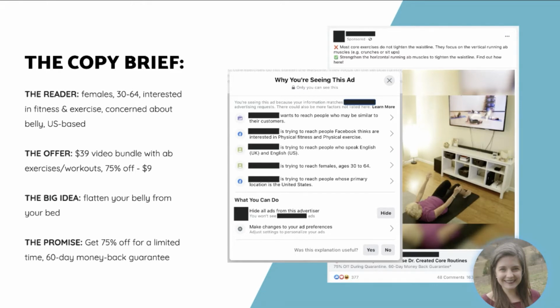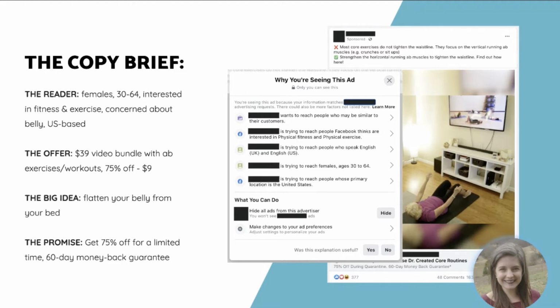After all, this offer is promoting a $39 video bundle of ab exercises and workouts designed to help trim the waistline and get six-pack abs. Now, for this specific ad and offer, they're offering a special: 75% off, which makes the bundle, instead of $39, for a limited time only $9. The big idea for this ad is flatten your belly from your bed.